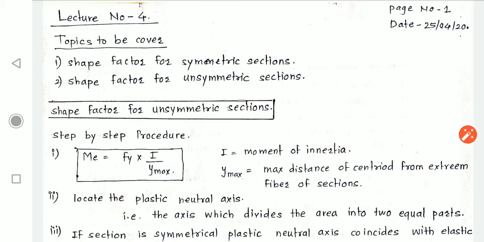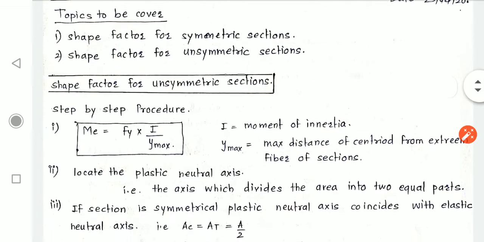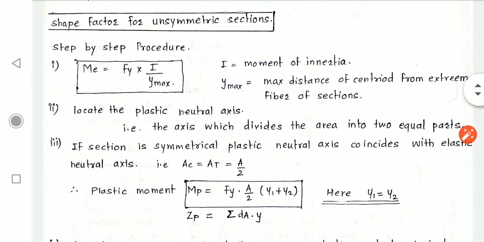This lecture is again on the 6th unit, which is plastic analysis of structures. The topics I'm going to cover under this unit are shape factor for symmetric and unsymmetric sections. So we will start with the first topic, shape factor for symmetric sections. We will learn first what the steps are, and then we will try to solve problems on the basis of them. Okay, so see here the steps.